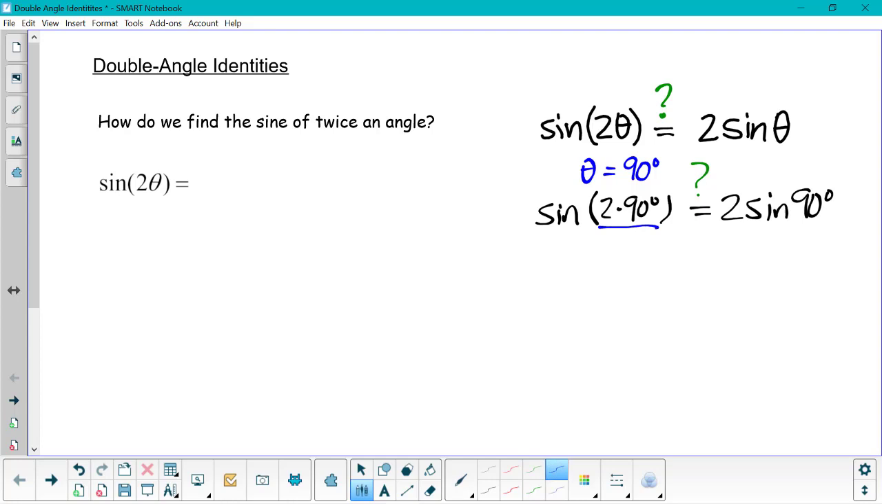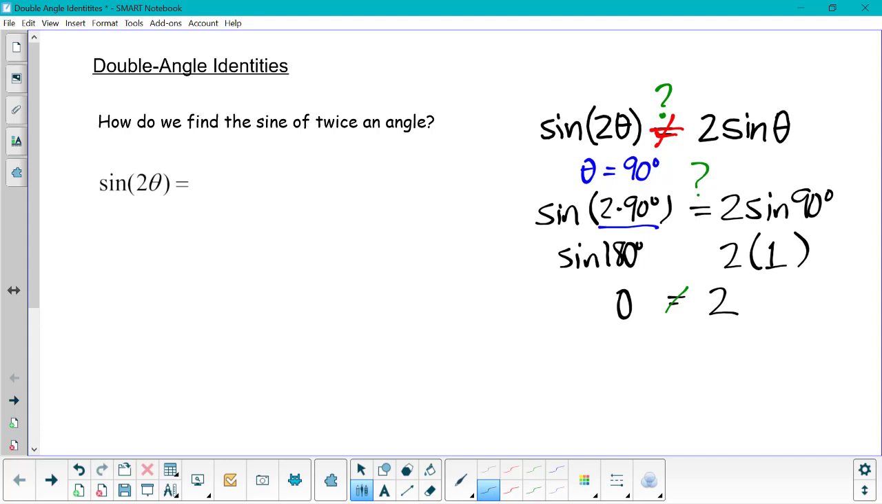Here I simplify inside the argument. So I'm taking the sine of 180 degrees, which is 0. On the right, I take 2 times the sine of 90. The sine of 90 is 1, and 2 times 1 is 2. So they are not equal, therefore the sine of twice an angle is not equal to 2 times the sine of the angle. There are some angles for which that might work, but it has to work for every angle that we choose.